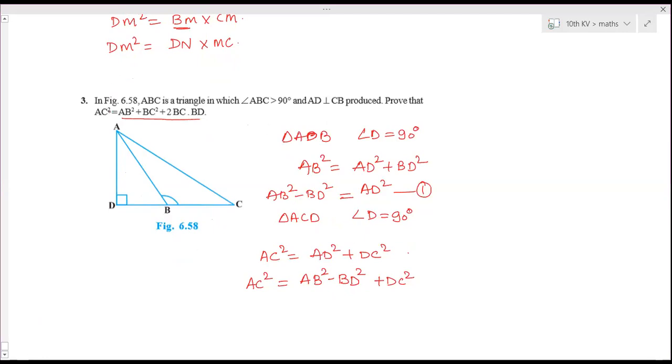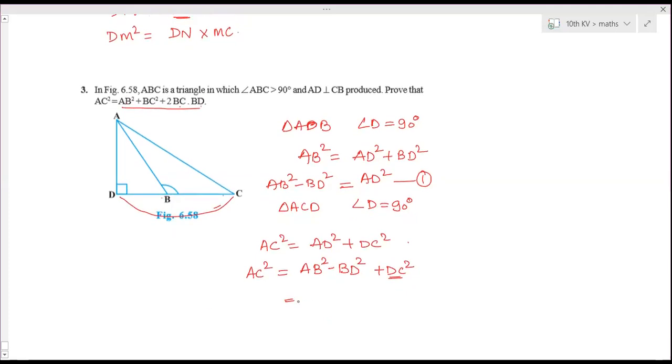Now we have AB square, but BC square we don't have, and BC into BD we need. That is something we have to substitute. CD square we don't have, so we need BC into BD. So BD needs to be placed here. How can we write CD? DB plus BC.